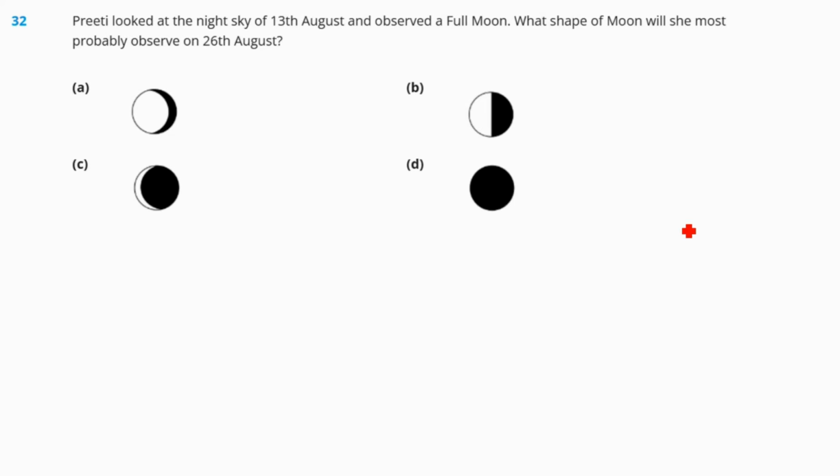Question number 32. Kriti looked at the night sky on 13th August and observed a full moon. What shape of moon will she most probably observe on the 26th August? So from here you can understand from 13 to 26, that is around 13 or 14 days, right? So if she is observing full moon on the 13th August, then on 26th August, she should observe the new moon. So our correct answer is option number D.